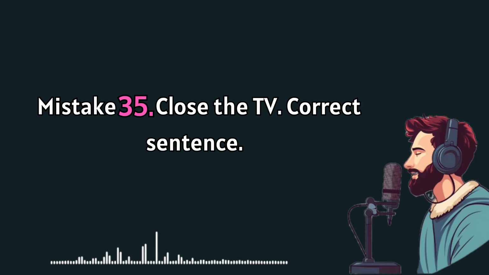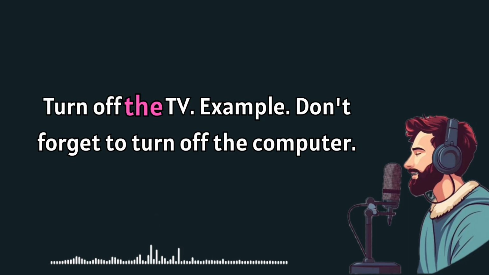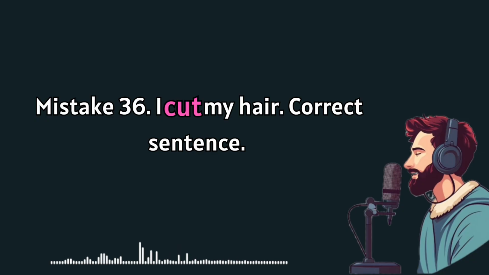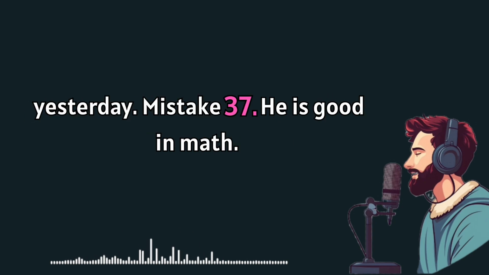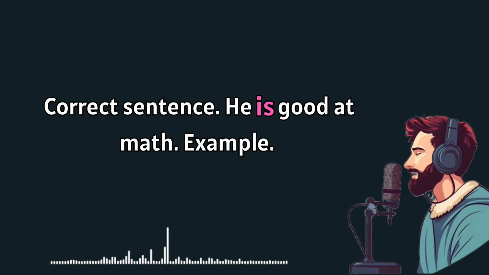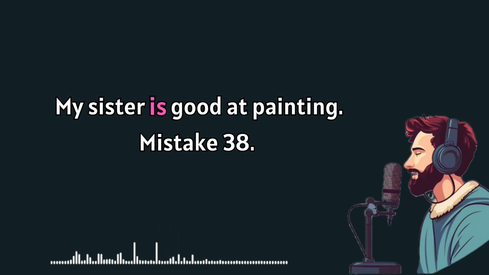Mistake 35. Close the TV. Correct sentence. Turn off the TV. Example, don't forget to turn off the computer. Mistake 36. I cut my hair. Correct sentence. I had my hair cut. Example, she had her nails done yesterday. Mistake 37. He is good in math. Correct sentence. He is good at math. Example, my sister is good at painting.